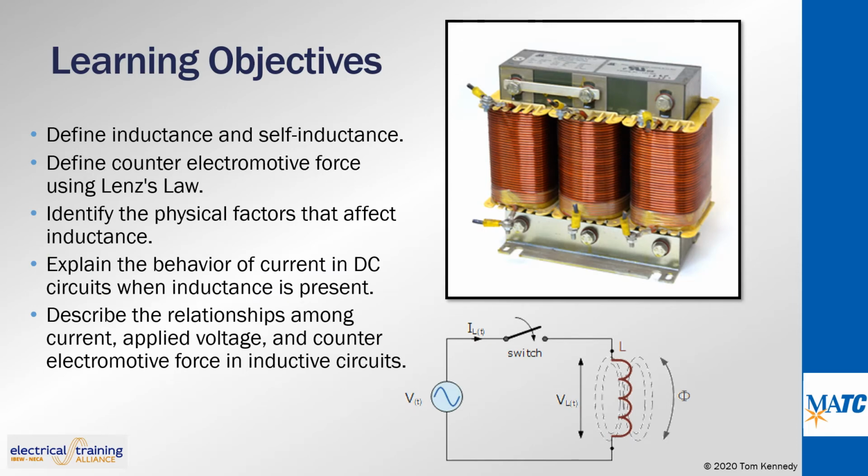The learning objectives covered in this lesson are: define inductance and self-inductance. Define counter-electromotive force using Lenz's law. Identify the physical factors that affect inductance. Explain the behavior of current in DC circuits when inductance is present. Describe the relationships among current, applied voltage, and counter-electromotive force in inductive circuits.